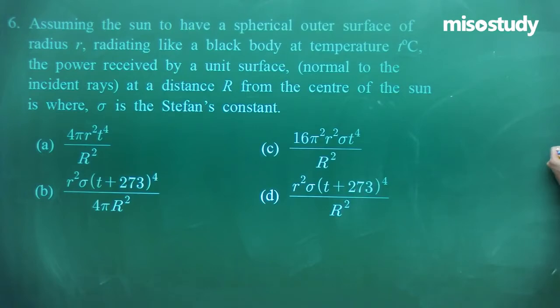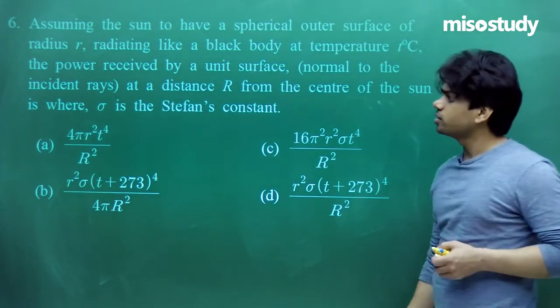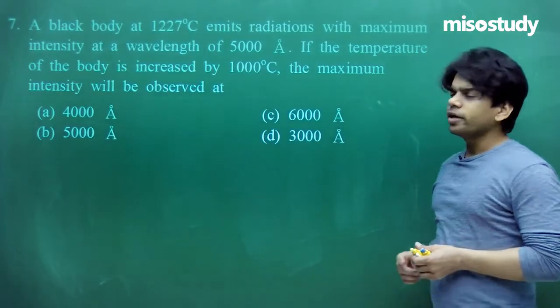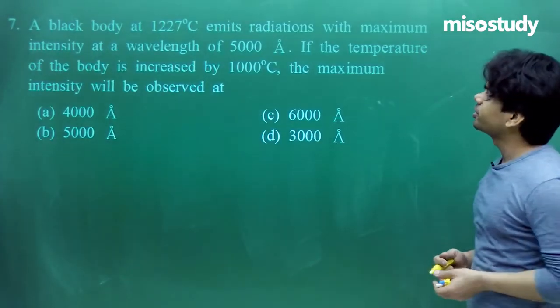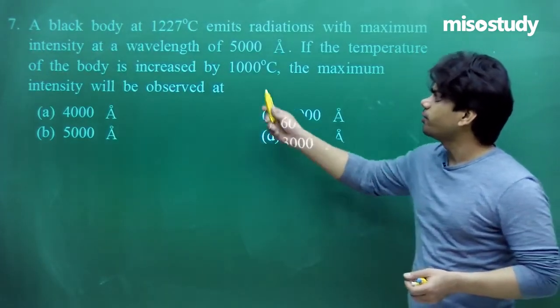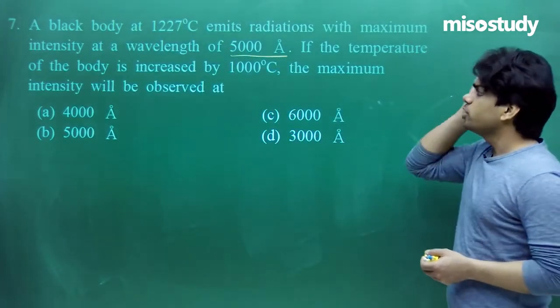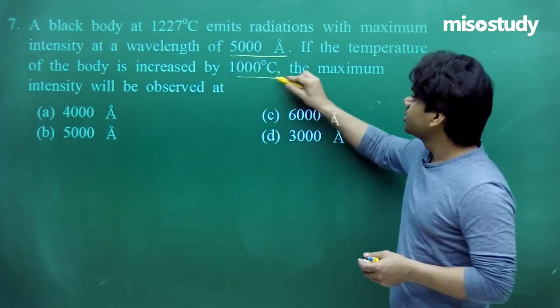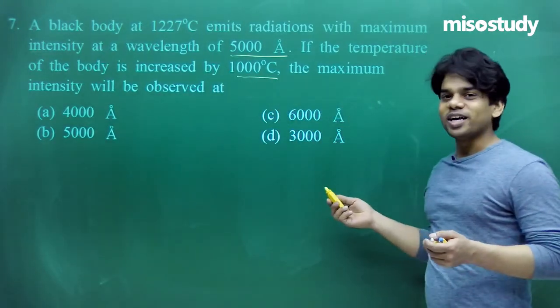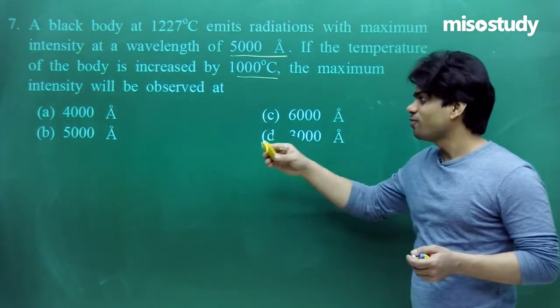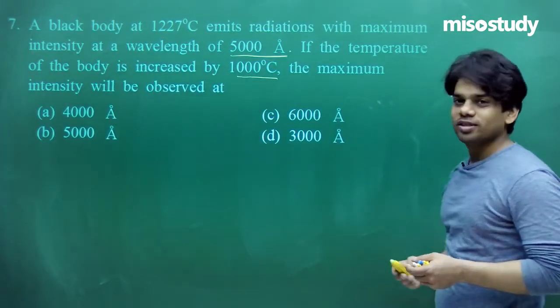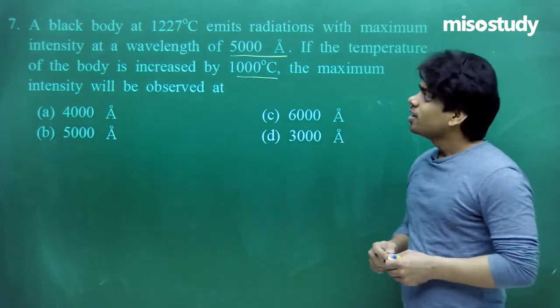Let's go ahead with the next question of the class. Question number 7. A black body at 1227 degrees Celsius emits radiation with maximum intensity at a wavelength of 5000 angstrom. If the temperature of the body is increased by 1000 degrees Celsius, the maximum intensity will be observed at A 4000, B 5000, C 6000, D 3000, and all are in angstrom.